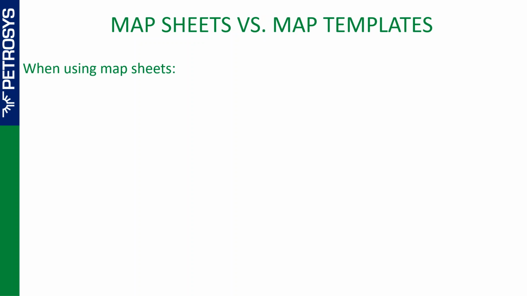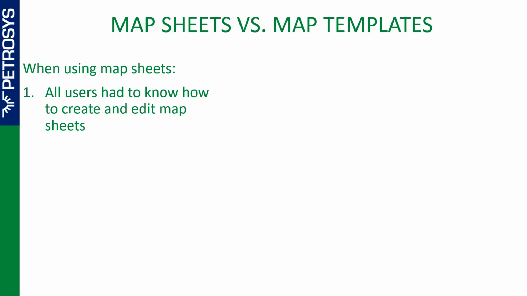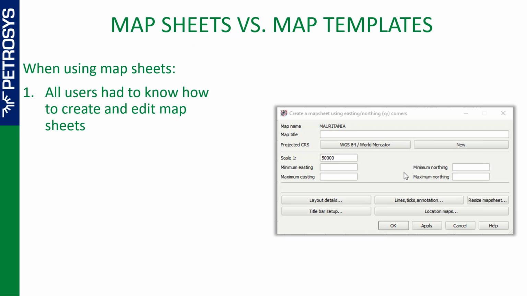So we'll start with the old functionality, which we called map sheets. The old map sheets had some limitations. So when using map sheets, all users had to know how to create and edit map sheets. Now, this is the sort of box you would have got in the old version, where you would have had to know how to use the layout details or lines, ticks, and annotations, or how to set up various things.